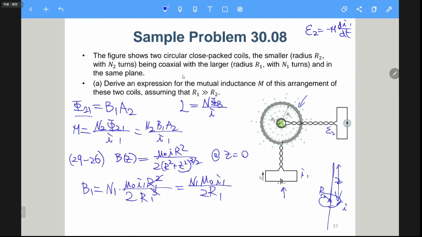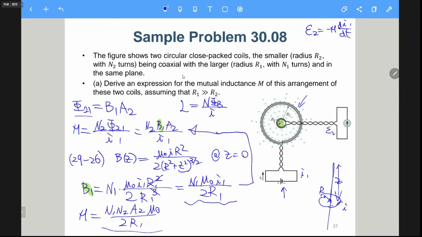Okay, so we can plug in this one to here, because we have B1 here. So it will be N1, N2, and then times I1, and I1 will be cancelled. We have A2 over 2R1. We still have a mu naught here. Yeah, we have this expression.